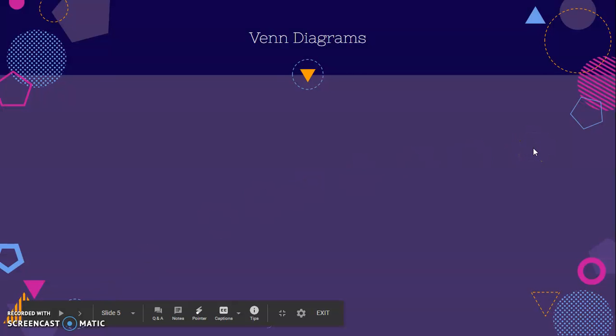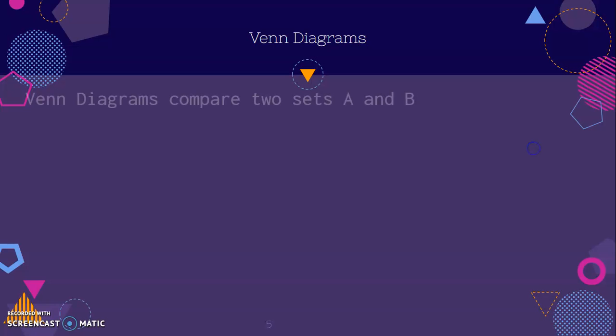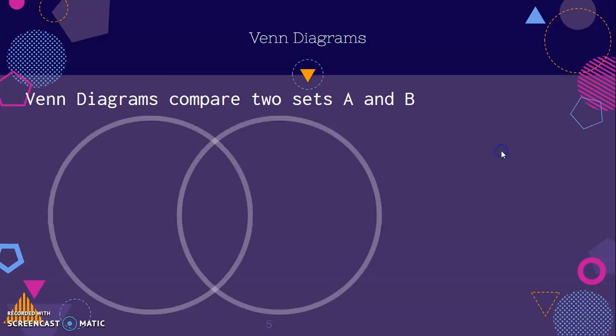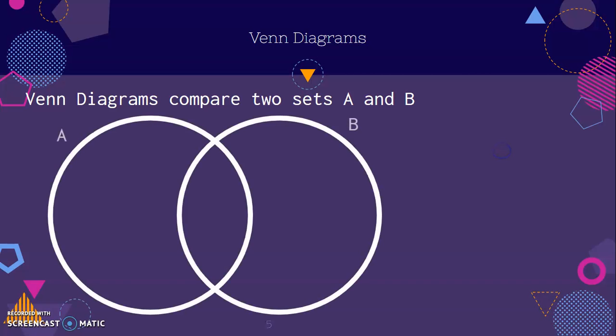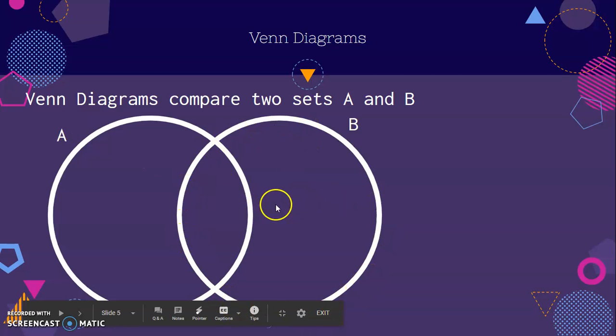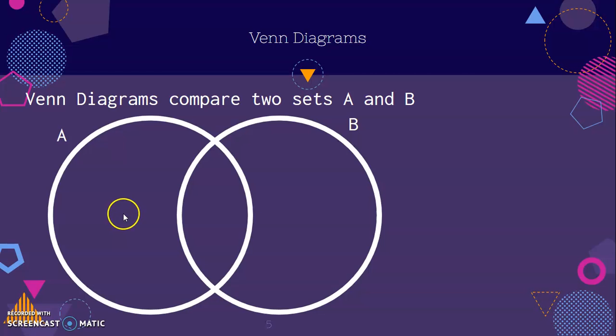Okay, the last thing is Venn diagrams. Venn diagrams are just a simple way to look at multiple sets at a time. So we compare sets A and B using this visual. I have A on this side, B on this side. And think about it. A is all within this circle. B is all within this circle. But we're splitting it into what is only A, what is only B, and what is both.